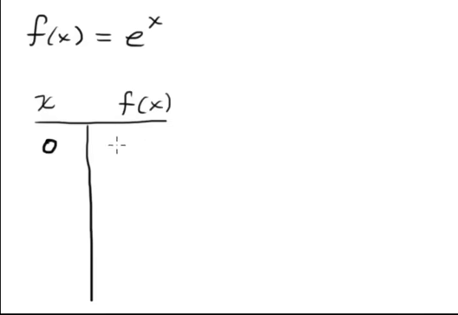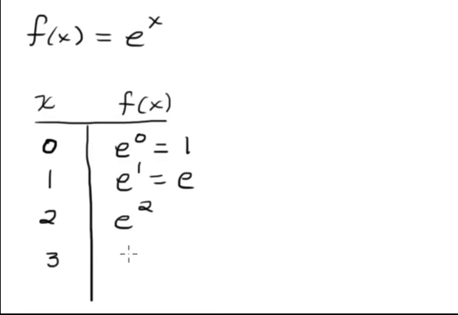And we know that if we take e and raise it to the 0 power, or any non-zero number and raise it to the 0 power, we always get 1. If we plug in 1, we get e to the 1, which is e. If we plug in 2, we get e squared, 3, e cubed, and so on.